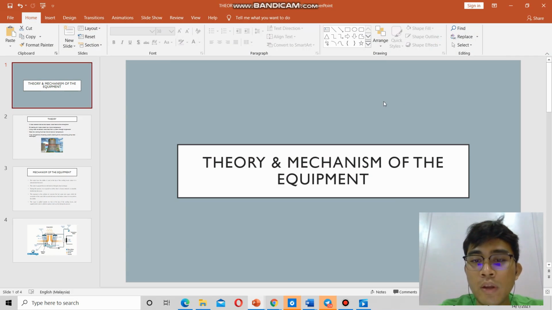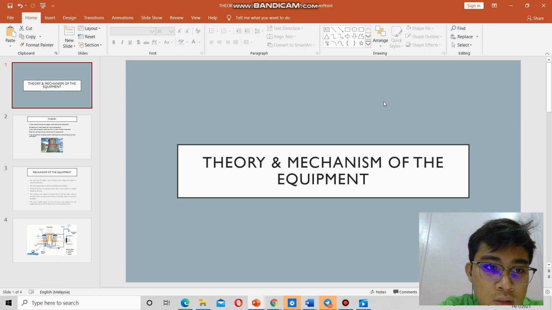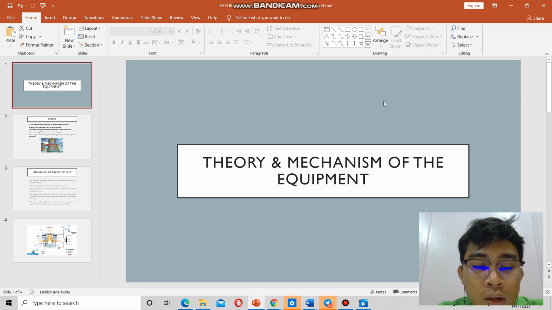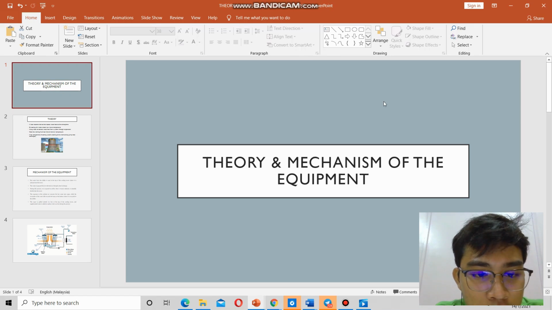Alright, now I would like to talk about the theory and mechanism of the equipment for the cooling tower. So first thing first, what we must know about the theory of the cooling tower is that a cooling tower is a special type of heat exchanger that allows water and air to come in contact with each other to lower the temperature of hot water. During this process, small volumes of water evaporate, lowering the temperature of the water that is being circulated through the cooling tower.